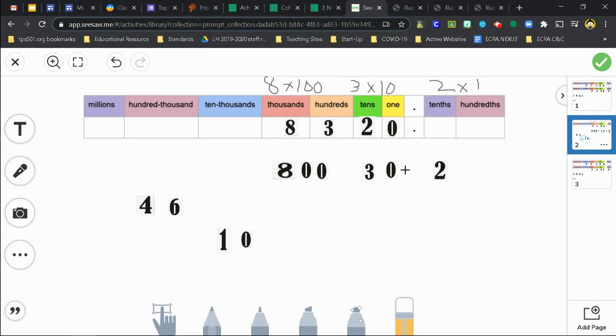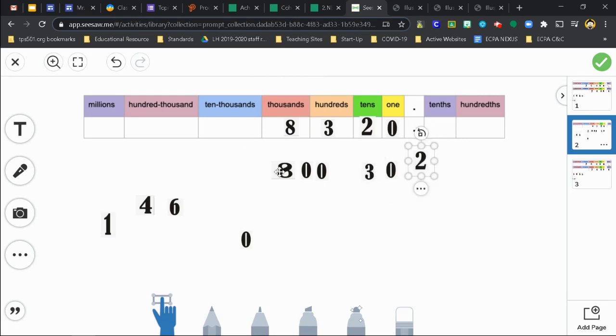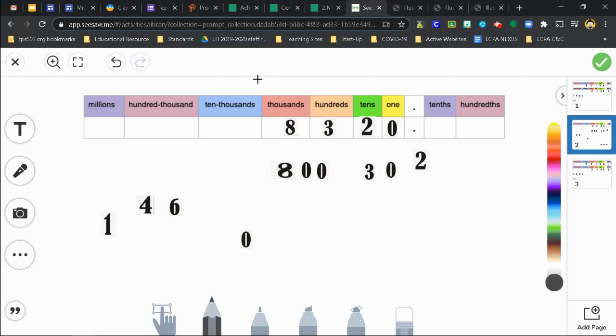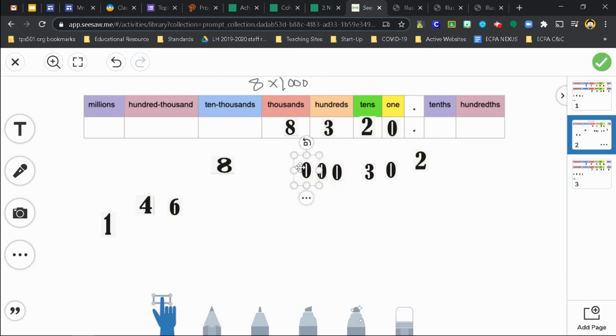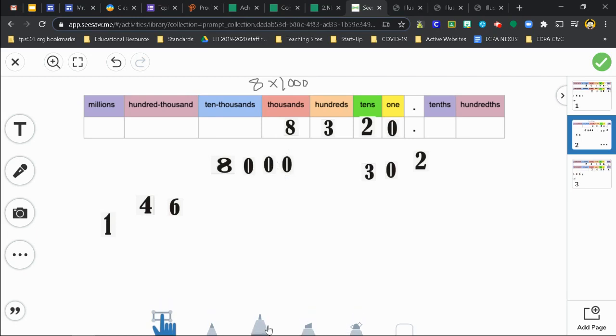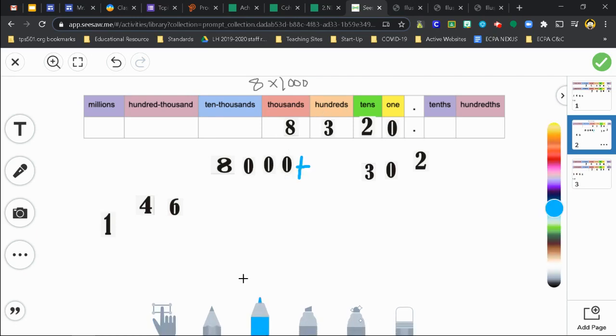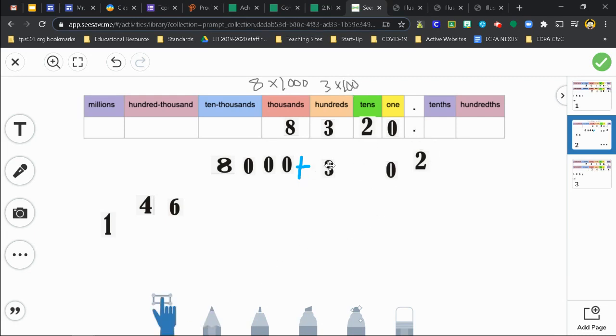So let's take a look at all this real quick. Okay. Erasing all that. We need to look at this again because now our number is different. Now we have 8,000s. That's 8 times 1,000. 8,000. So that's 8 followed by 3 zeros. So 8,000. Plus, let's look at our 3 300ths. And so 300ths is 300, you got it.